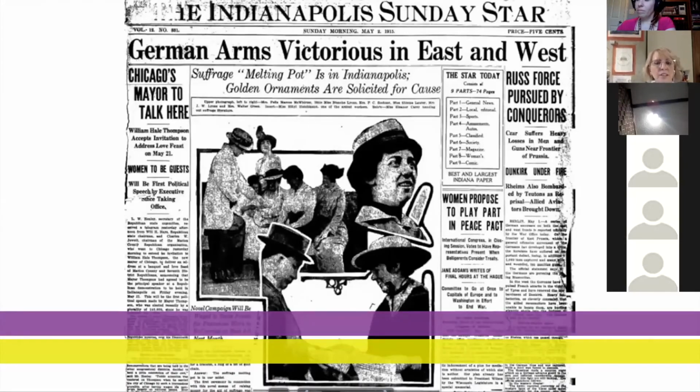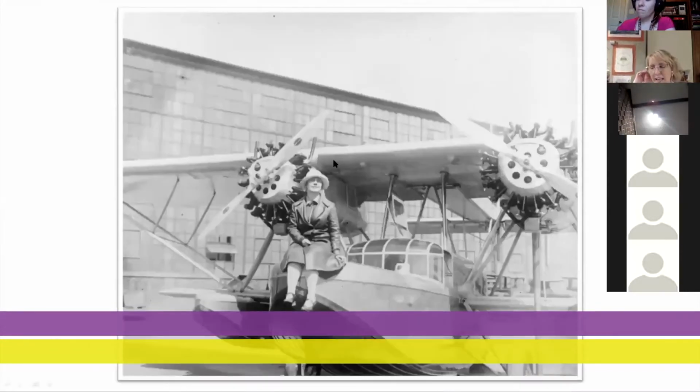So you can see here they're publicizing it in the Indianapolis Star, the suffrage melting pot. So they're asking people to donate. And I looked up just to get an idea of how much they actually raised. The Bloomington melting pot raised about $400. That was the only figure that I can find in today's value.